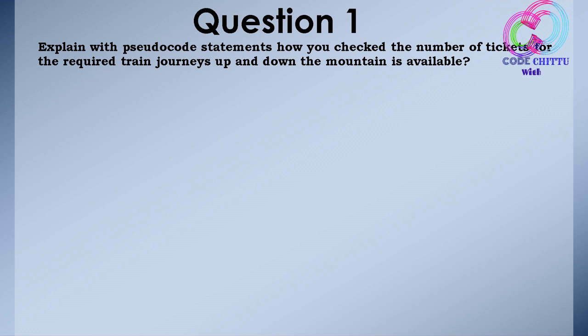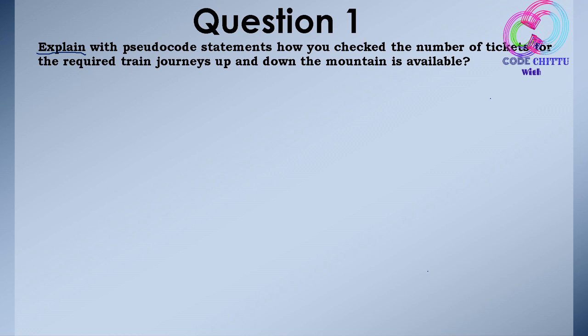So you can see here, explain. You have to remember this is explain. First you have to explain, not only the algorithm, you should explain it. And with pseudocode statements, how to check? So you have to list some pseudocode statements and then you have to explain each and everything.